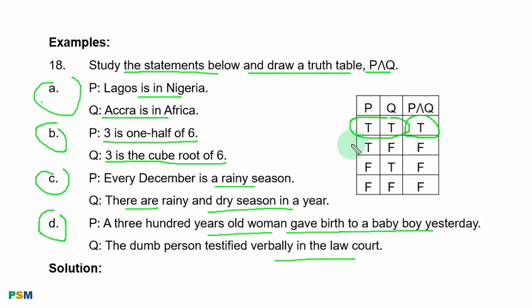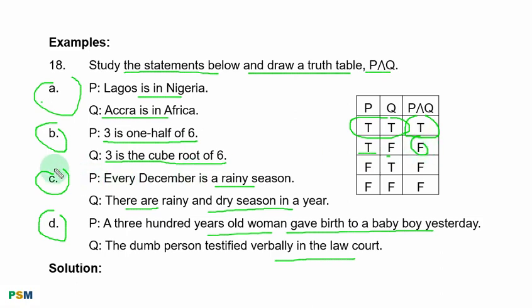The second category, 3 is 1/2 of 6. 1/2 of 6 means 1/2 times 6. That is 3. It is a true statement. Then Q, 3 is the cube root of 6. That is false. Because one of them is false, the outcome is false.